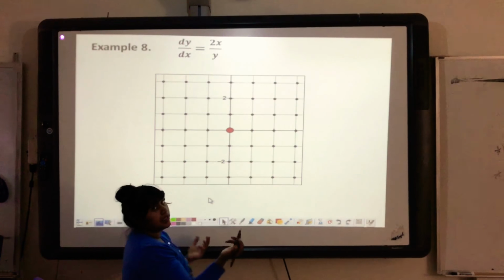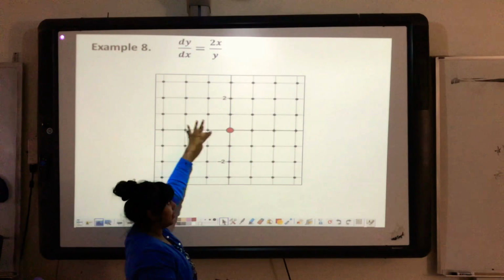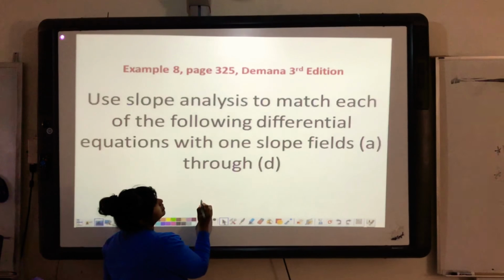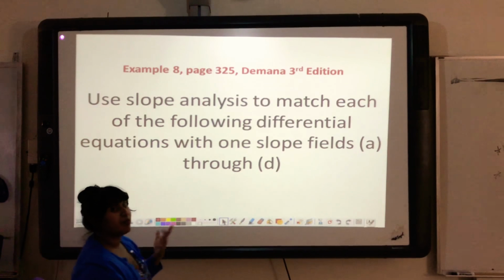Okay, again, here's another one. For this one, y is my denominator. So when y equals 0 or the x-axis, I shouldn't be touching it. It's indeterminate. There we go. All right, so let's actually move forward. Let's use some slope analysis to do some matching.